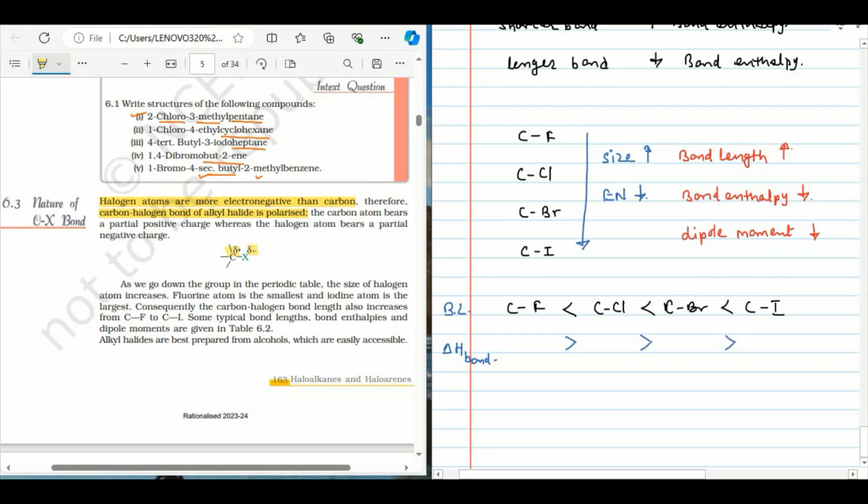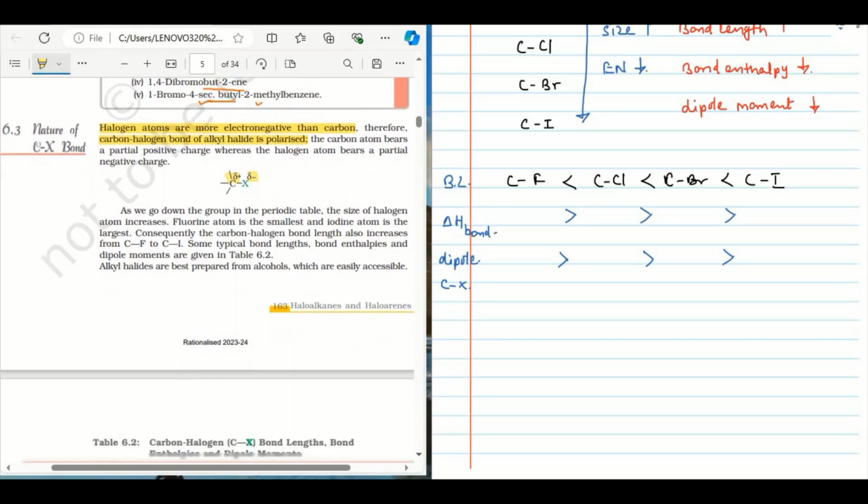When you compare between the electronegativity, you know fluorine is the most electronegative one. That's why when you compare between the dipole of carbon-halogen bond, you will see carbon fluorine will be more polar than carbon chlorine and then carbon bromine and carbon iodine.